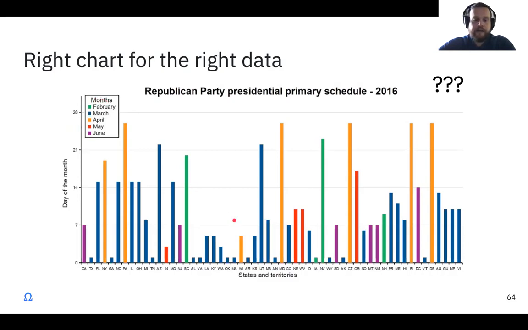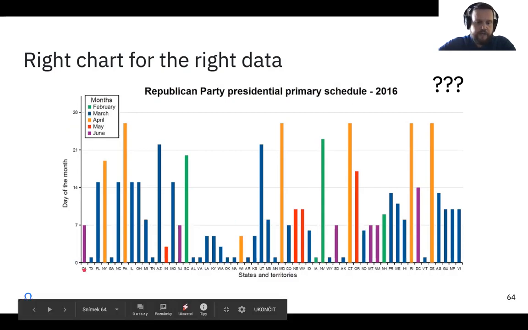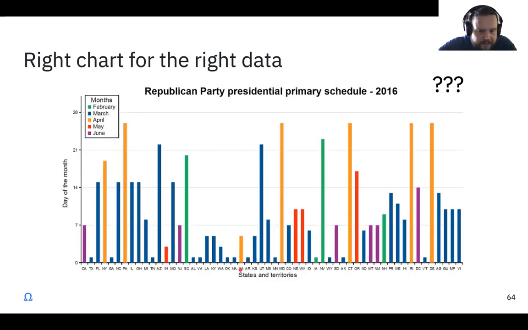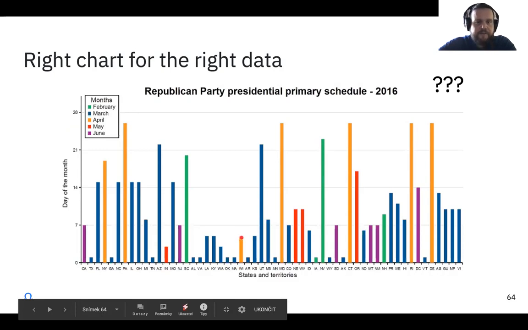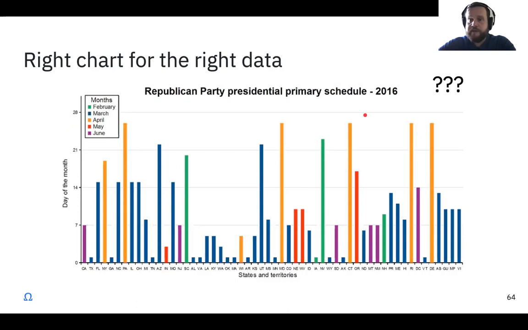So if you want to find Wisconsin, because this is not even alphabetically sorted, I have to search. Yes, here's Wisconsin. So we are at the 5th, I guess, 5th of April 2016. Ta-da! And now rinse and repeat for the other 50 states. This is of course horrible. This is a plot to illustrate that yes, it's very important how you encode your information.